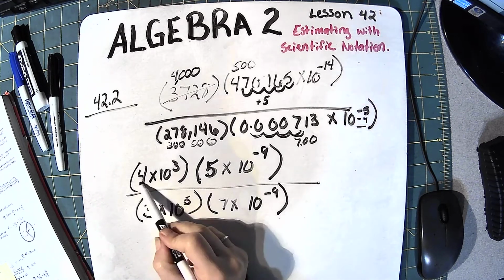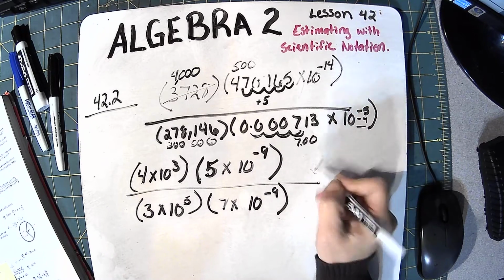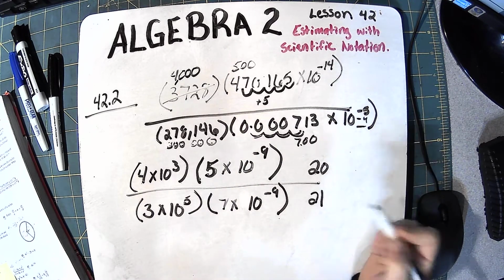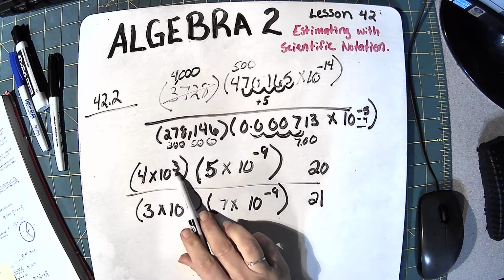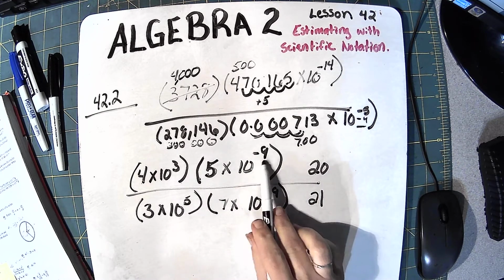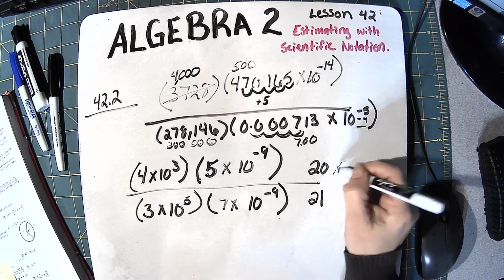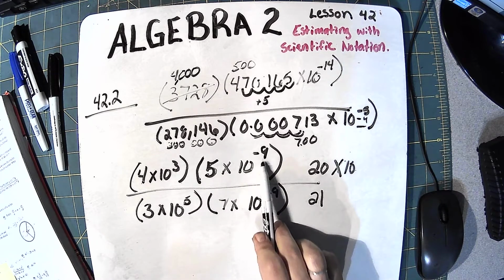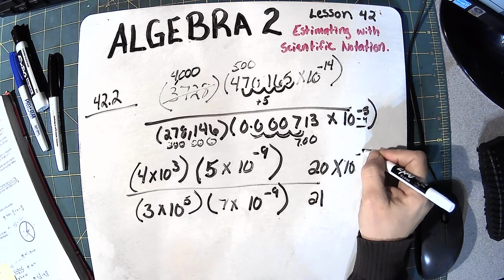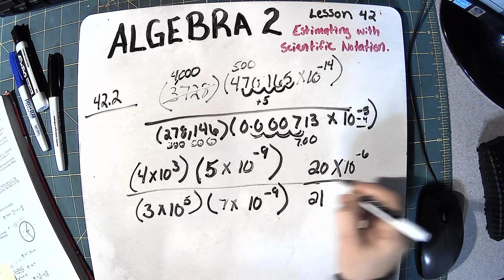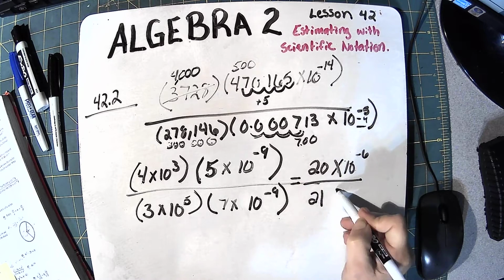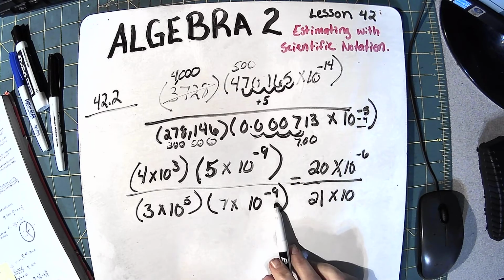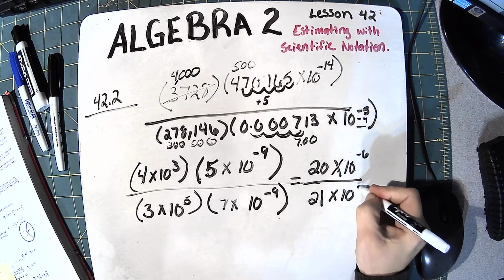Now we're going to multiply. 5 times 4 is 20. 3 times 7 is 21. Now we have to add these exponents, a positive 3 and a negative 9. It's going to make a negative 6. And then this one would be a positive 5 and a negative 9, which is going to make a negative 4.